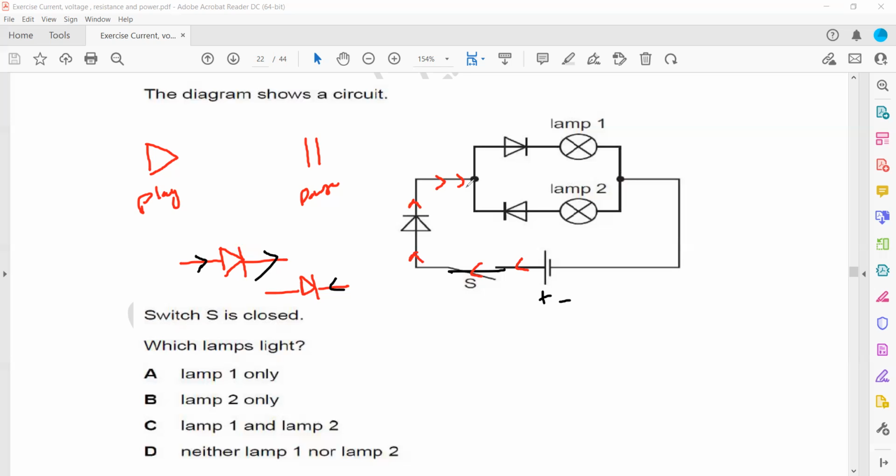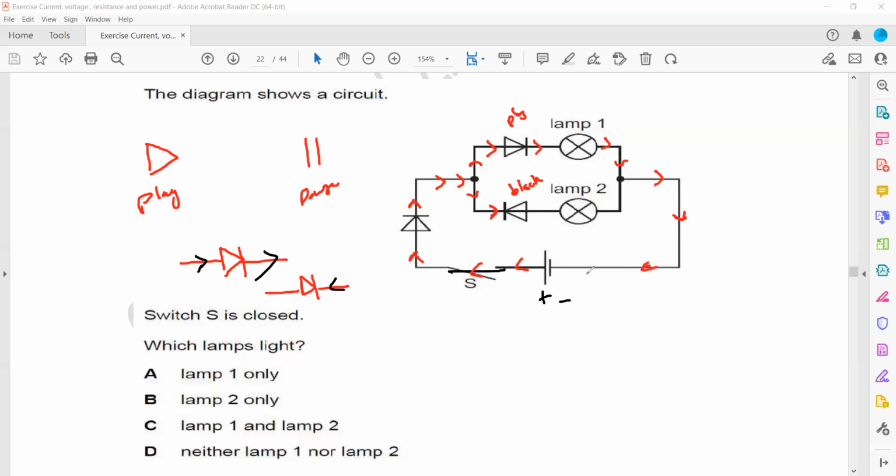Which of the diodes will allow the current to flow through it? Which is it, lamp 1 or lamp 2? So look, for lamp 2, the current is coming from the side of the pause. If the current is coming from the side of the pause, the diode will block, does not allow. But for the other one, it is coming from the side of the play, so the diode will allow.